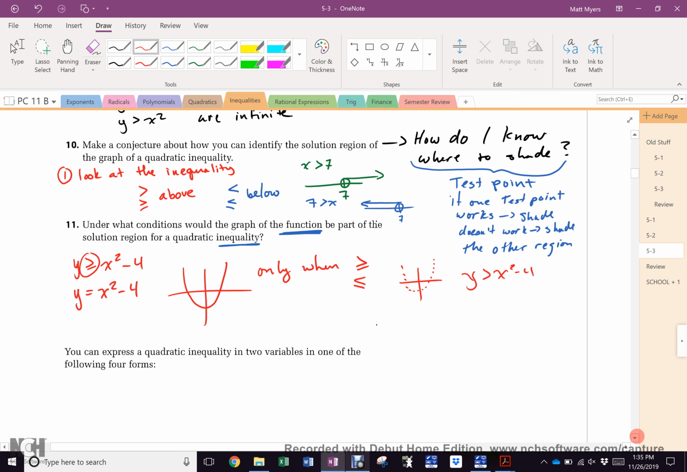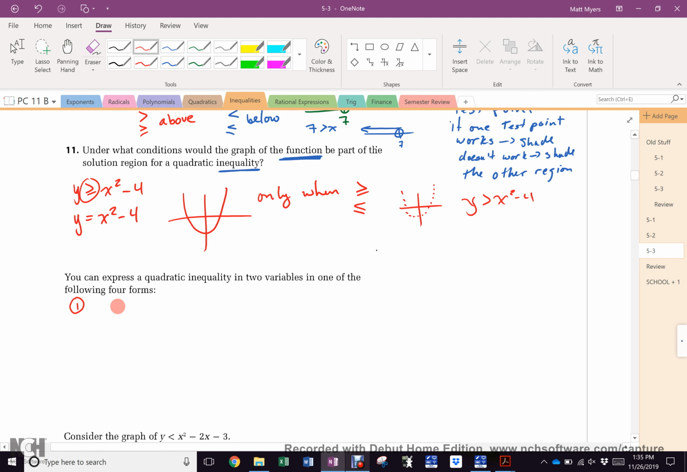So there's only 4 options. Option 1, y is greater than or equal to x squared minus 4. Oops, shouldn't have done that. That gave it away. Dotted or solid line? Solid. And what is shaded? Above or below? Above. Option 2, y is greater than x squared minus 4. What would that graph look like? Dotted. And what would be shaded? Above.